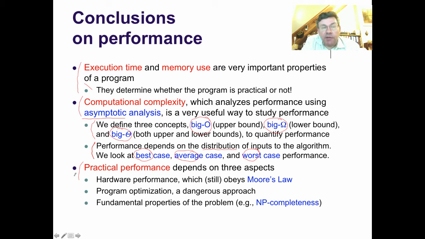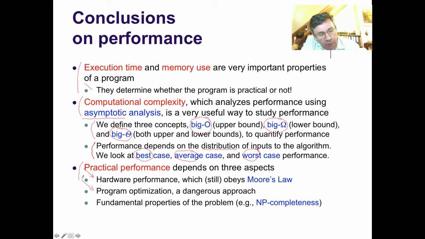And finally, we've looked at practical issues. These practical issues depend on three aspects. First of all, there's the hardware performance, which depends on an empirical observation called Moore's law on the technological development of computer processors. It seems that since the early 60s, as observed by Gordon Moore in 65, the transistor density is doubling every 2 years, and this is still going on now, so for almost 50 years, and it's still going to go on for a number of years.